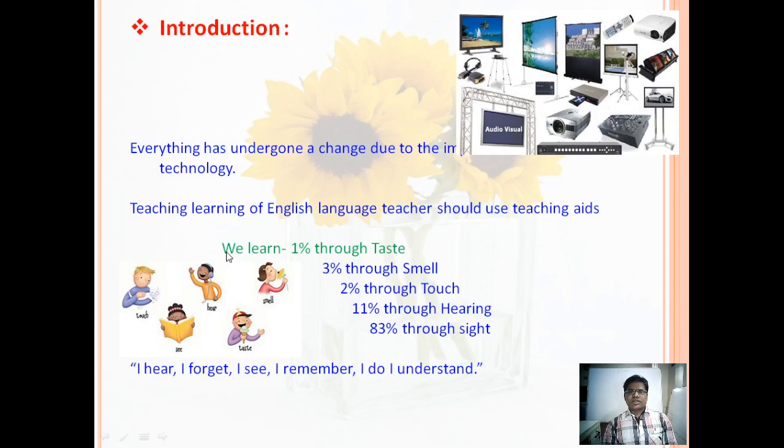five senses, and we learn 1% through taste. Means five different senses are there. These are the ear for hearing, the nose for smelling, the tongue for taste, the eyes for seeing, and the skin for touch. With the help of these doors of knowledge, we can say that these are the doors of knowledge.